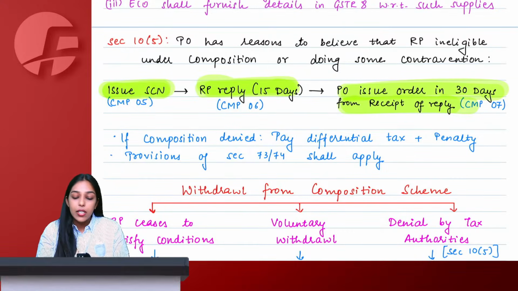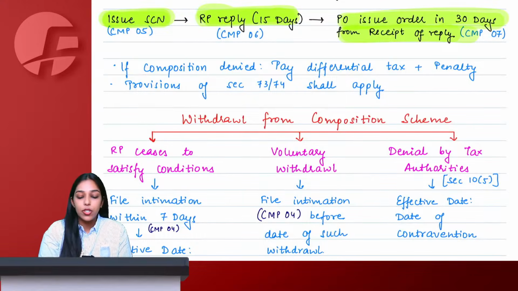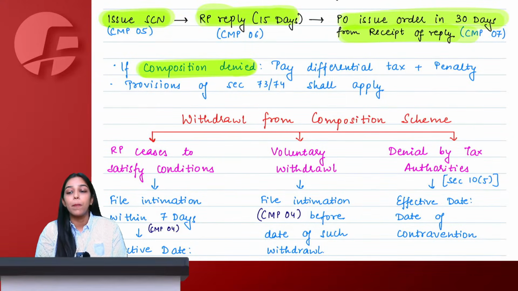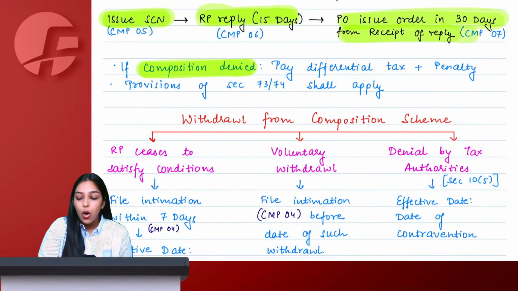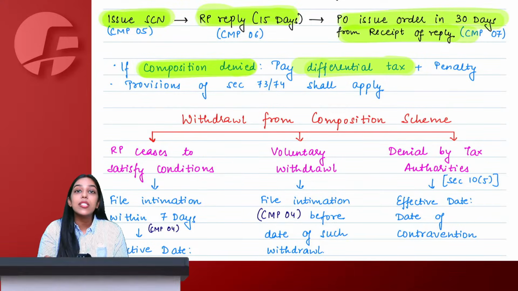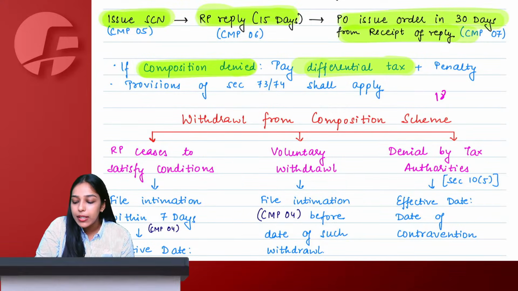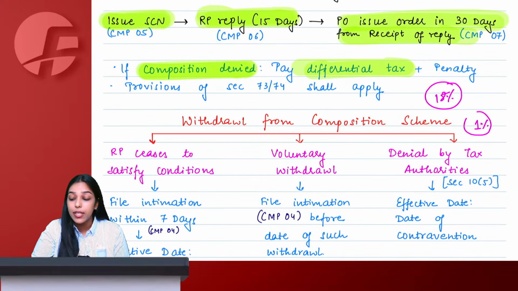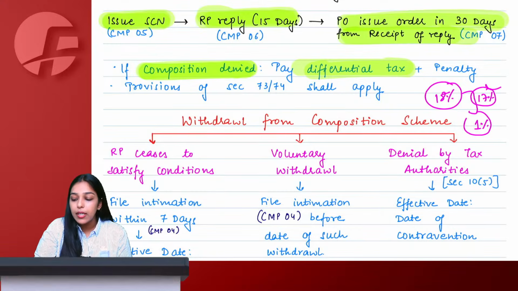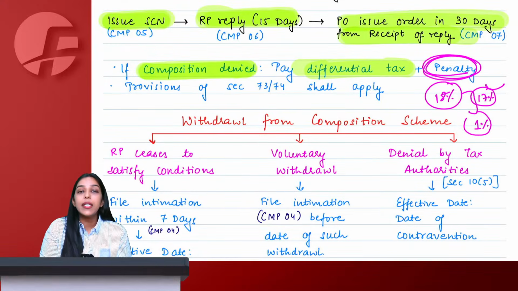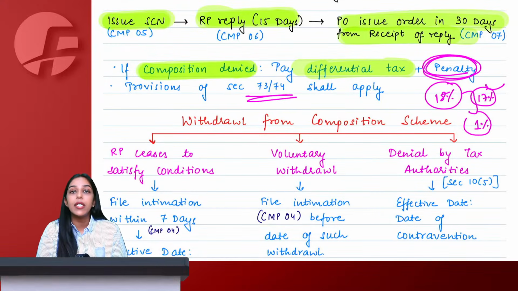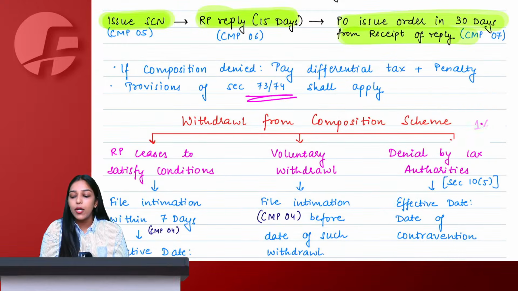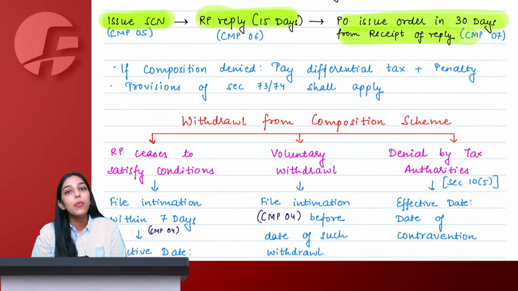If they feel you are ineligible, they will kick you out of the composition scheme. The composition scheme will be denied to you, and now you will be required to pay all the differential taxes. Let's say whatever goods I supply are normally taxable at 18% GST. I was just paying 1% under the composition scheme. Then this differential 17%, I will now have to pay along with penalty. The provisions of section 73, 74 can also be invoked. Demand orders, etc. can be issued to me.